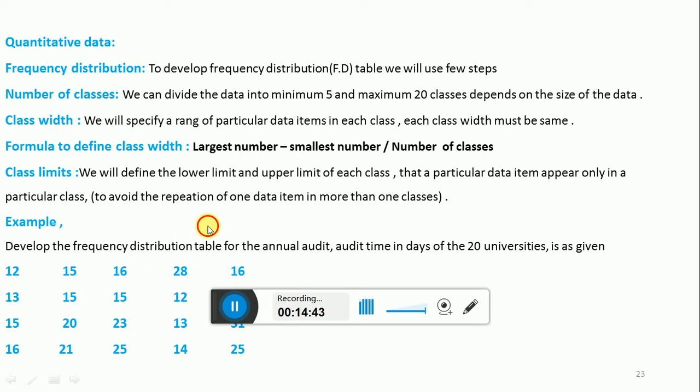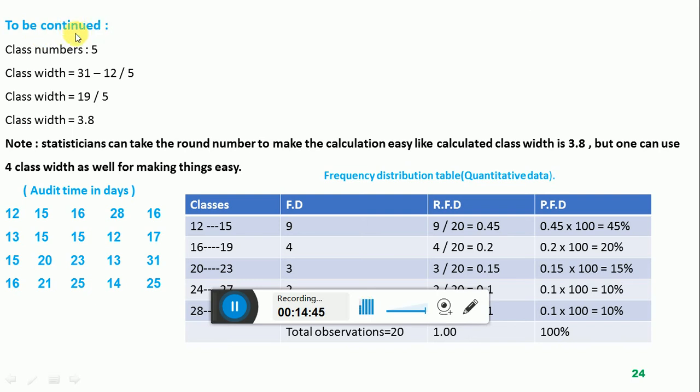Now we are switching to the next section. It means the statistician is going to develop the frequency distribution table. As we learned in the previous slide, the statistician has to pass through a few steps. The very first step is to define the number of classes. For this raw data, audit time in days, the statistician is going to divide the data set into 5 classes.